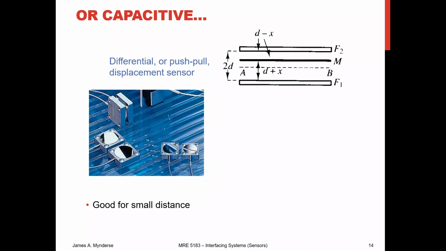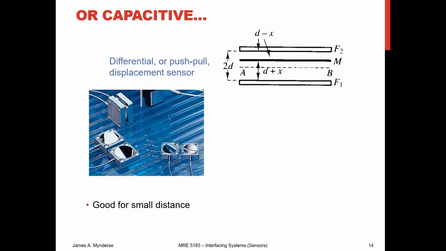You might have a capacitive sensor. So for instance, this picture is from Physik Instrumente. These little things are capacitive displacement sensors, and so they measure the distance in terms of capacitance between the sensor and the target. And so these are good for 15 micrometers, which is really small.